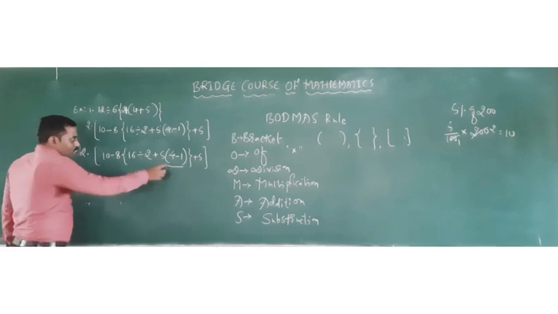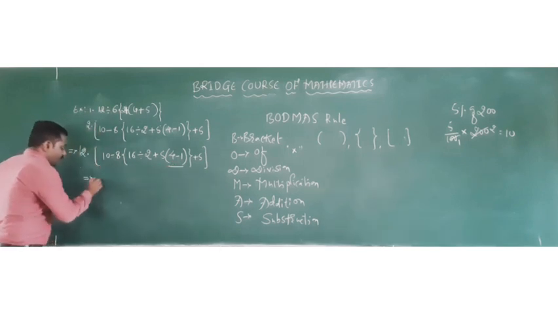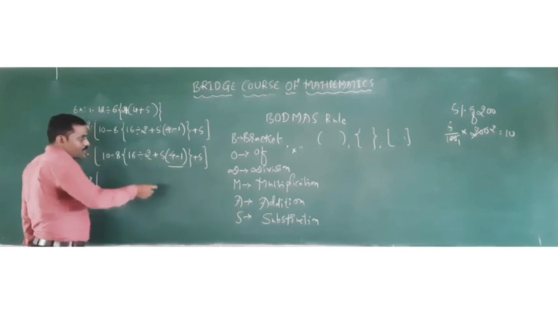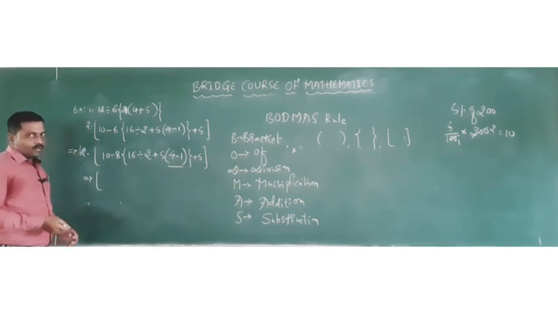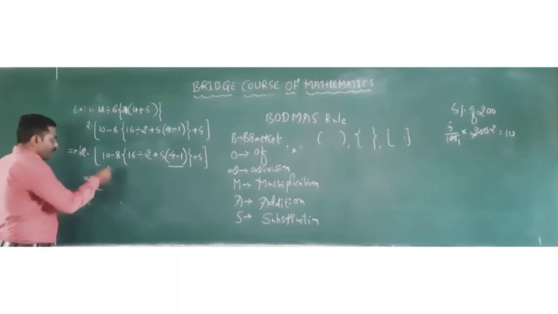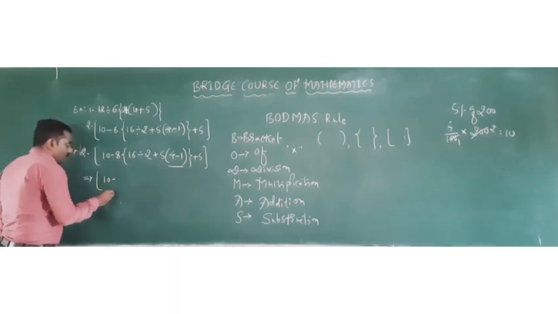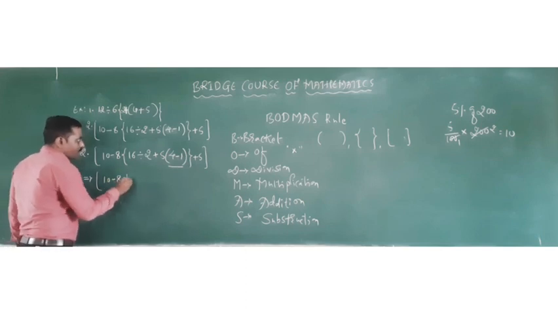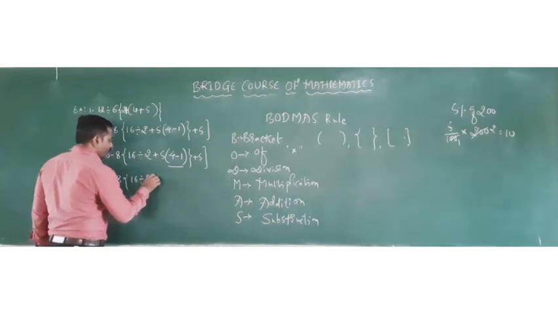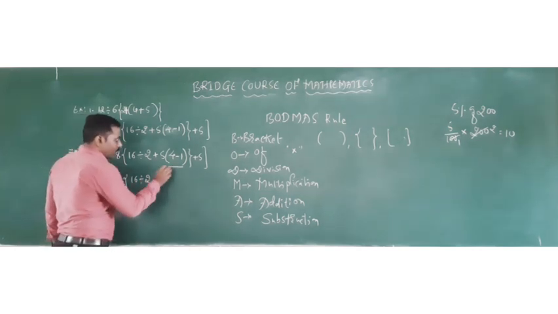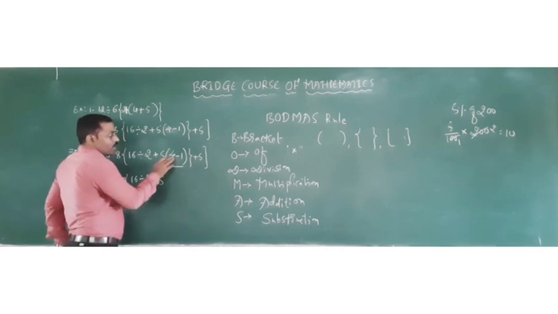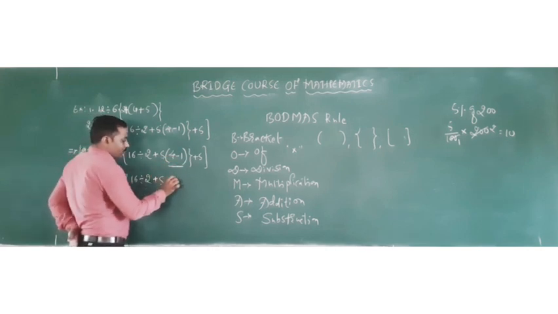Okay, then here, first remove what? The round bracket. Within the round bracket, what operation is there? First finish the operation and remove the brackets. So 10 minus 8, 16 divided by 2 plus 5, 4 minus 1, that is 3.